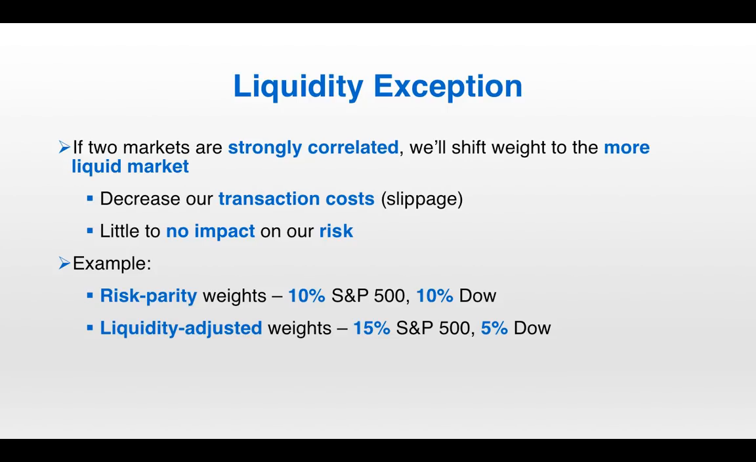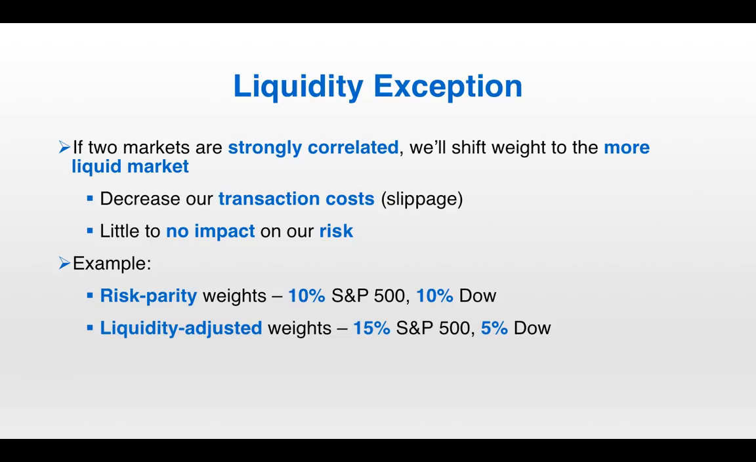So we use risk parity to compute the weights we assign to each parameter set, but we do sometimes go back and adjust those weights for reasons of liquidity. So if two markets are strongly correlated, we're going to shift weight to the more liquid market. This is done to decrease our transaction costs. Trading the more liquid market means we'll have less slippage on our trades. And because of the strong correlation, this is going to have little to no impact on our risk.